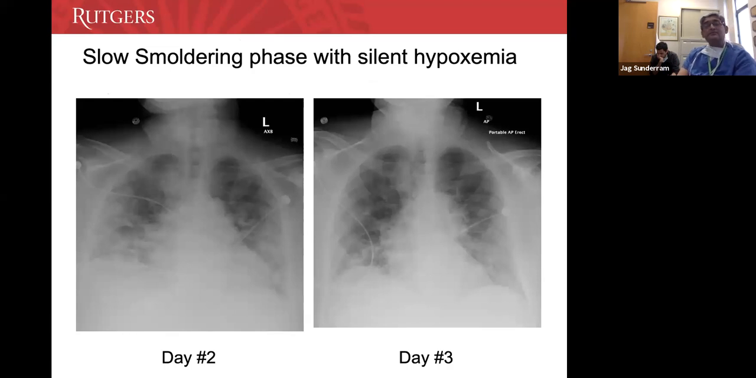This is day 2 and 3. As you can see, the infiltrates seem more confluent, but more importantly, they appear to be patchy, medial and peribronchial in origin, and that's important with mucus hypersecretion and impaction.